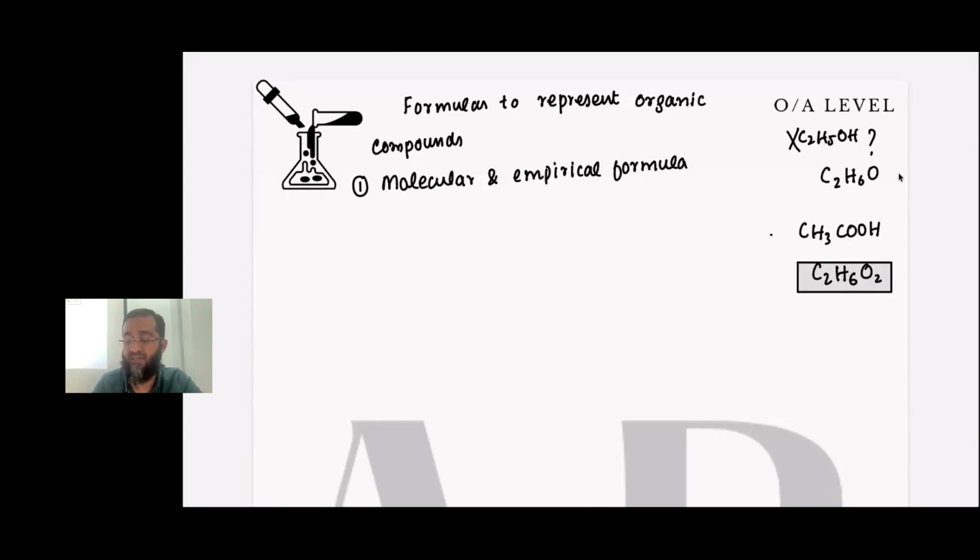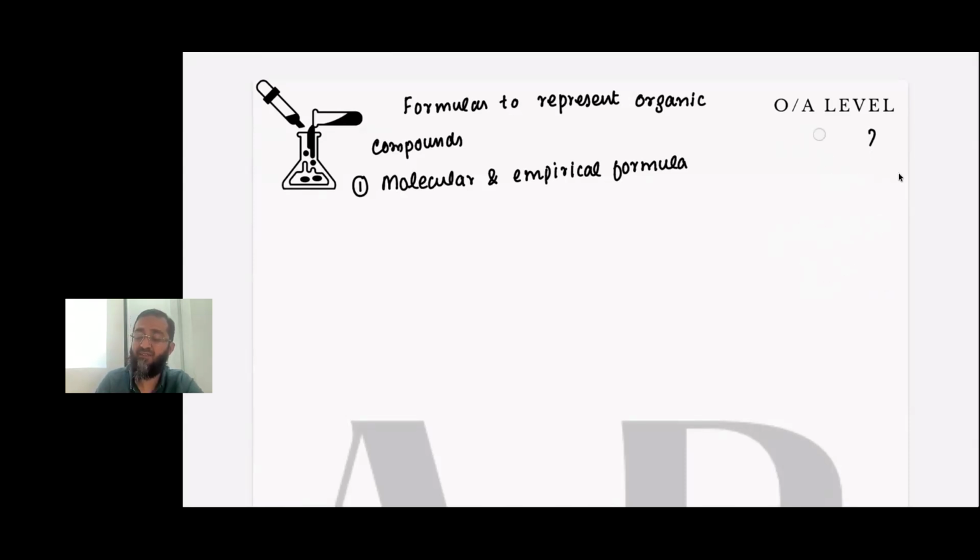See, I am talking about ethanoic acid. So this is how you write the molecular formula. And if the examiner asks you to write the molecular formula and you haven't mentioned it in the proper way, you will not get the marks.